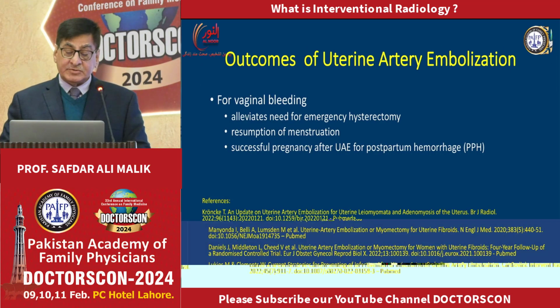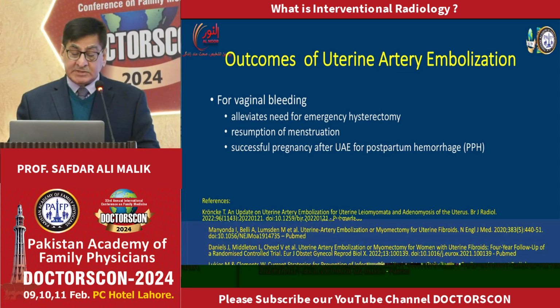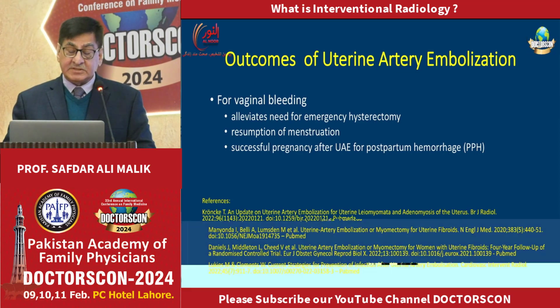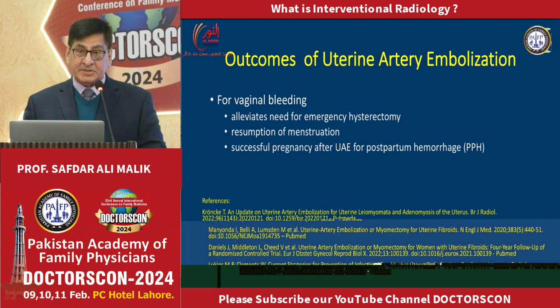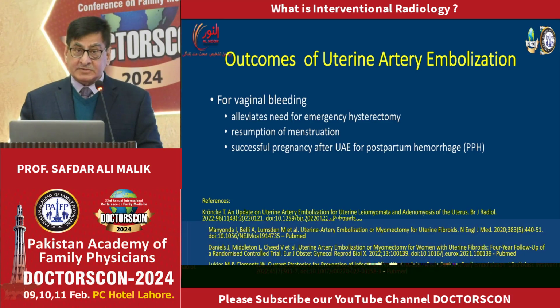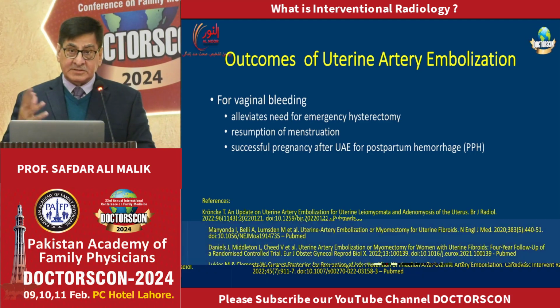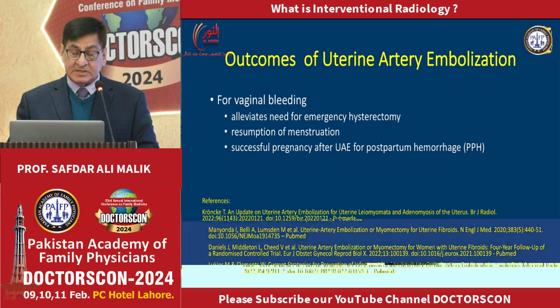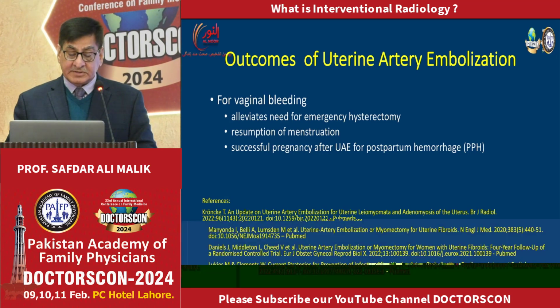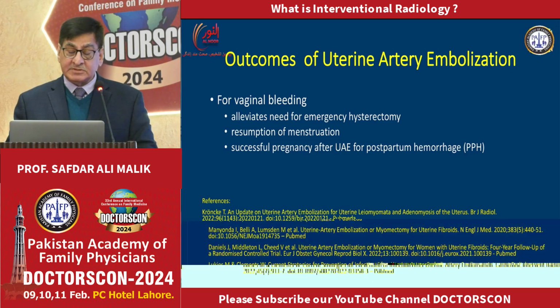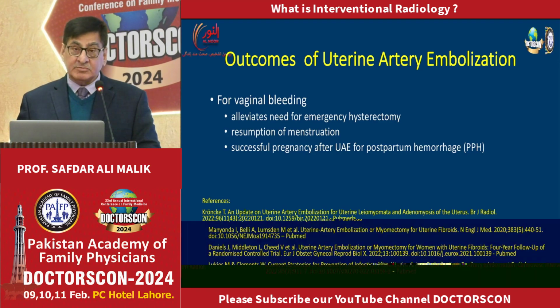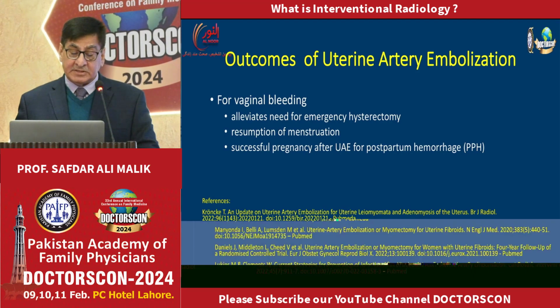What are the outcomes of uterine artery embolization? Number one, for vaginal bleeding, it alleviates the need for an emergency hysterectomy. She was complaining of excessive bleeding, and now after this the bleeding stops, and the periods recur after about 3 months. Within 3 to 4 months they start the periods. Successful pregnancy after UAE for postpartum hemorrhage, especially in those patients who have placenta increta and percreta.